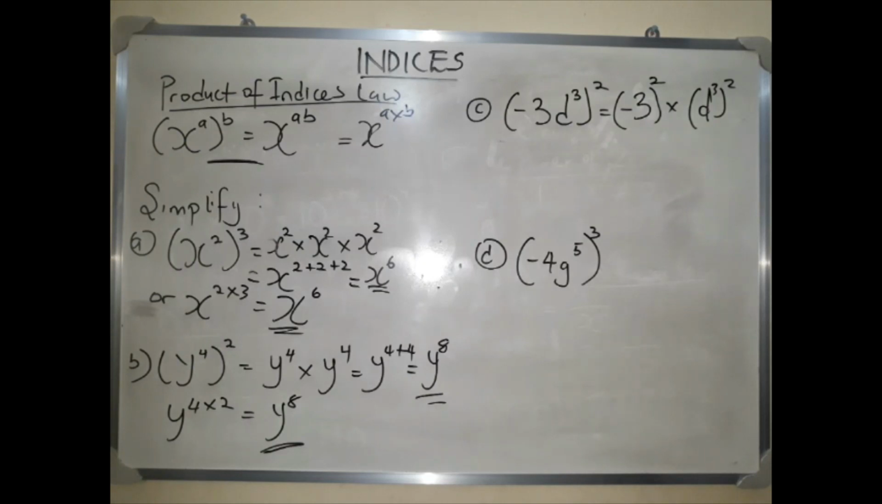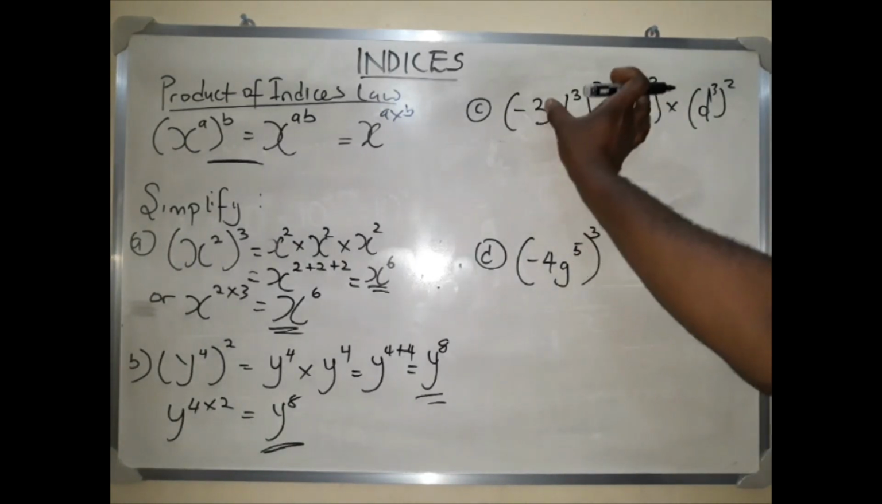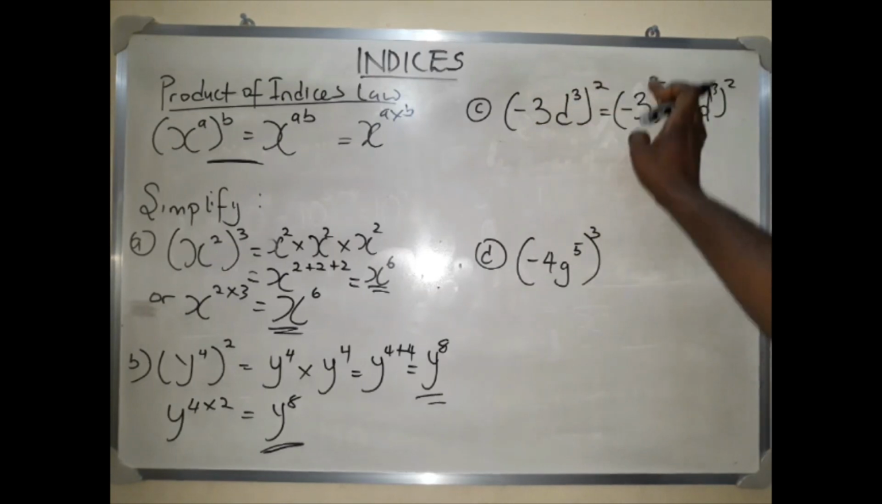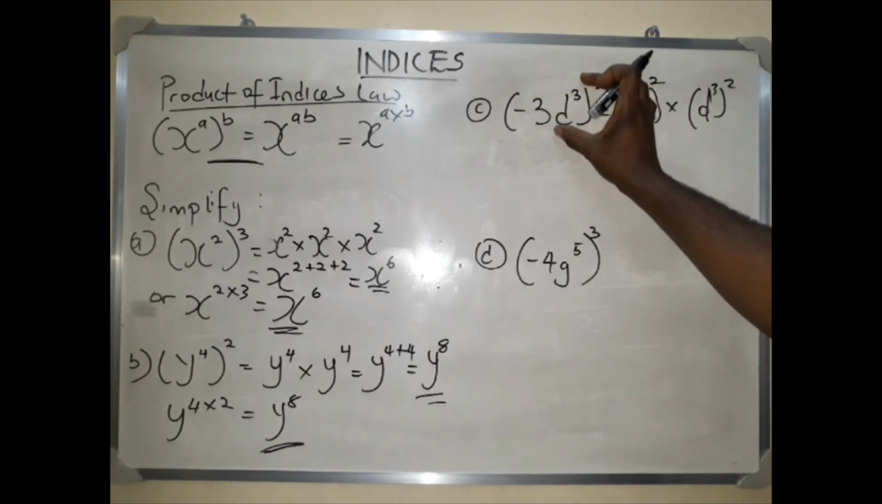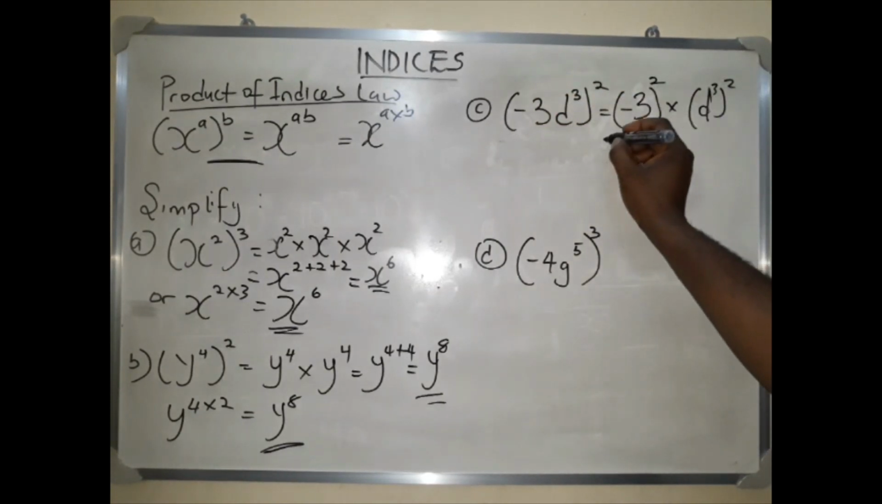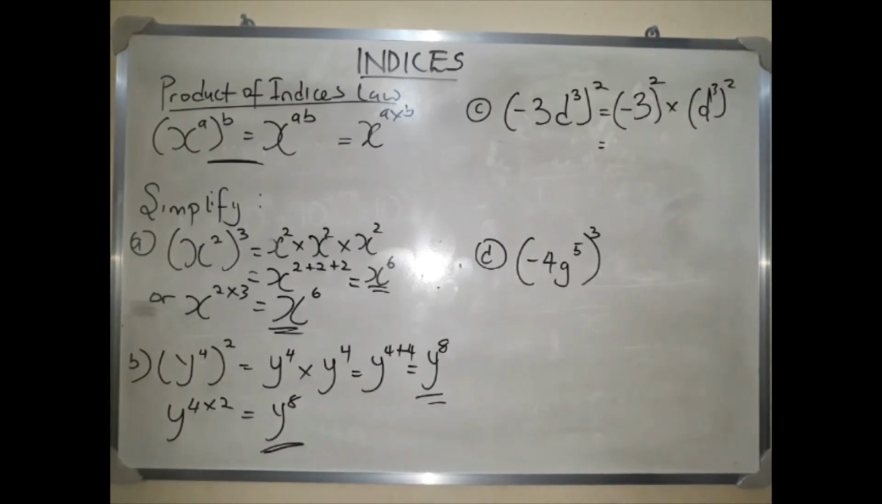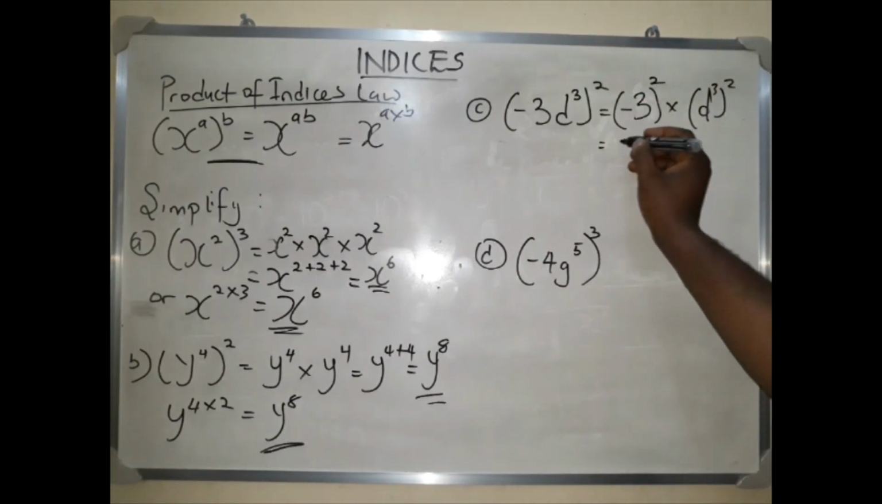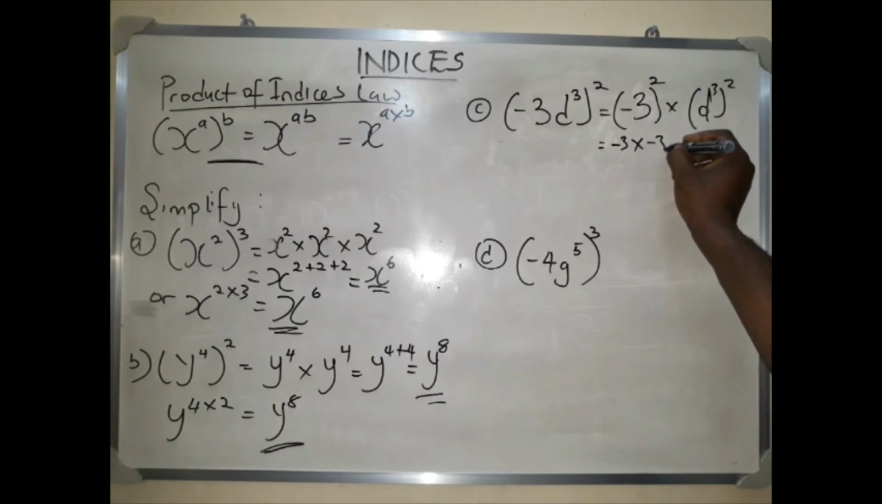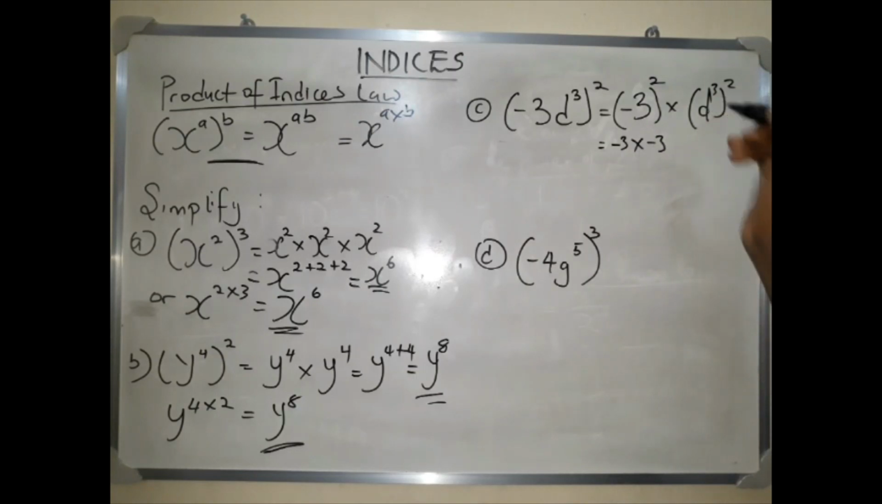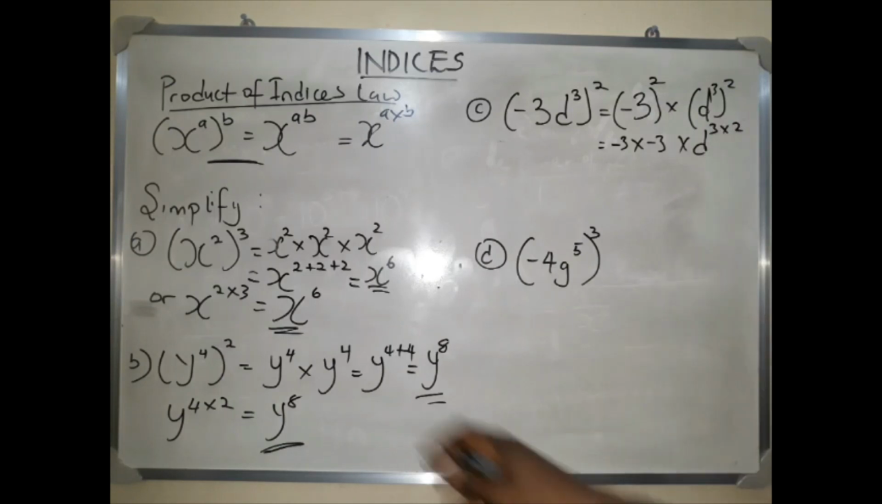I hope you're following, because everything inside this bracket has to be raised to the power of 2. So we take minus 3 raised to the power of 2 multiplied by d raised to power 3 raised to the power of 2. So now minus 3 raised to the power of 2 will give you minus 3 times minus 3. And d raised to power 3 raised to the power of 2 will now give us d raised to the power 3 times 2. We're applying the product of indices law here.